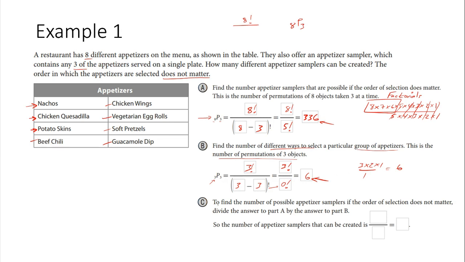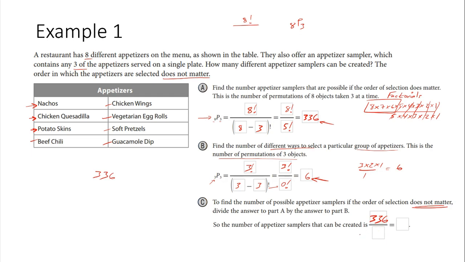All right, so let's see. Part C. Find the number of different ways to select a particular group of appetizers. So this is the number of permutations of 3 objects. Oh, wait, no, that's B. All right. Find the number of possible appetizer samplers if order of selection does not matter. Okay. So now we're getting into the new material here. So order does not matter. Well, we had 336 options, right?